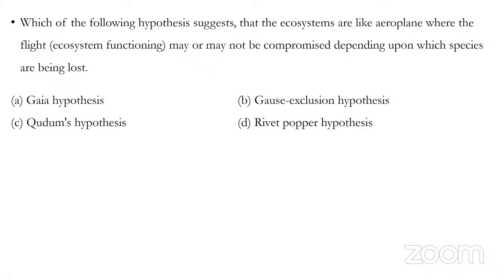Which of the following hypotheses suggests that ecosystems are like an aeroplane, where the flight, compared to ecosystem functioning, may or may not be compromised depending upon which species is being lost? If it is any normal species, ecosystem functioning may not be damaged immediately. But if the species going extinct is a keystone species, which plays an important role in the functioning of the ecosystem, then the whole ecosystem is going to be affected. This was given by, what should be the answer for this? Answer should be option D, that is rivet popper hypothesis.